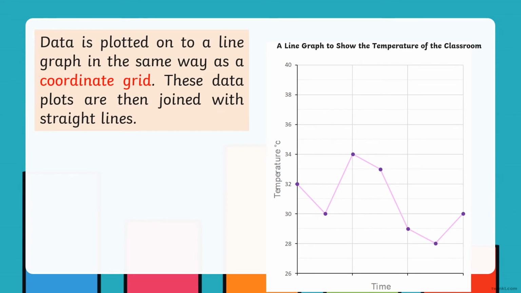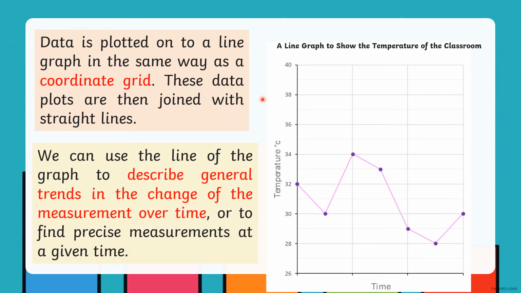Data is plotted onto a line graph in the same way as the coordinate grid. These data plots are then joined with a straight line. You learned how to plot points in a coordinate plane, and that is how we plot the data on this line graph. The x comes first before your y, so the time comes first before your temperature.